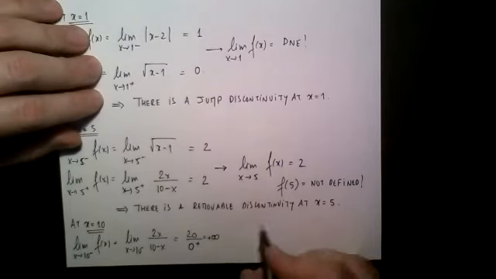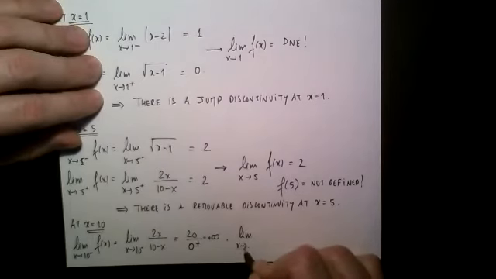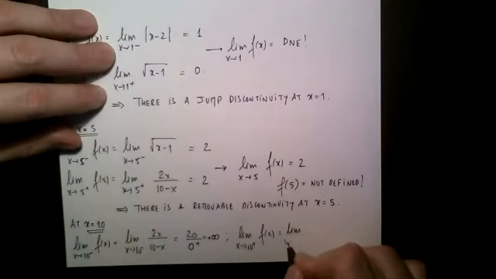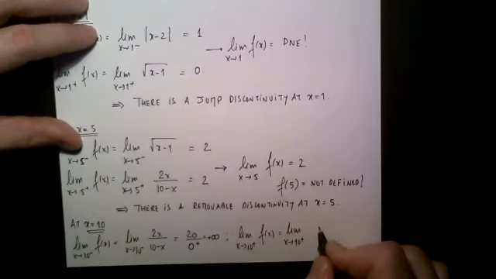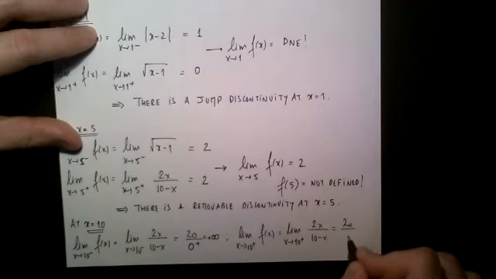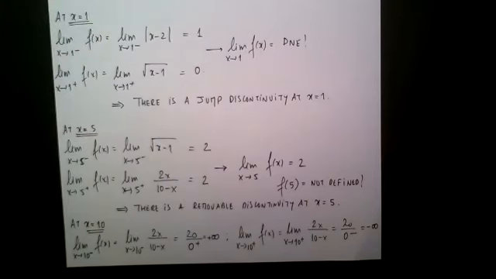And from the right, the limit as x approaches 10 from the right of 2x over 10 minus x, 20 over 0 minus, and so I get negative infinity.